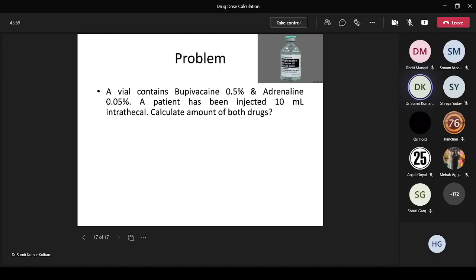Certain drugs come with the concentration mentioned in percentage. Again, the H and Q are not very clear. So suppose an example comes like a vial. This is a vial. It carries multiple doses and it has a cap on the top. That is the difference between an ampule and a vial: ampules are for single use, and vials can carry multiple doses.